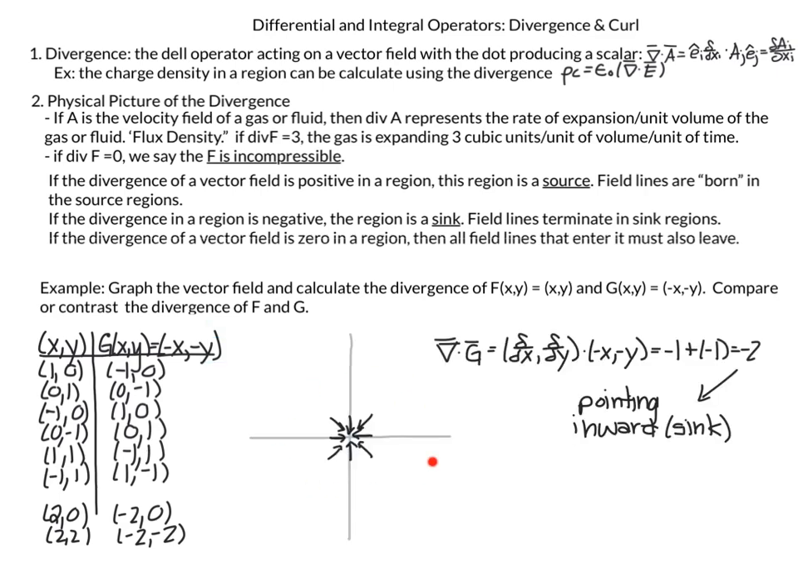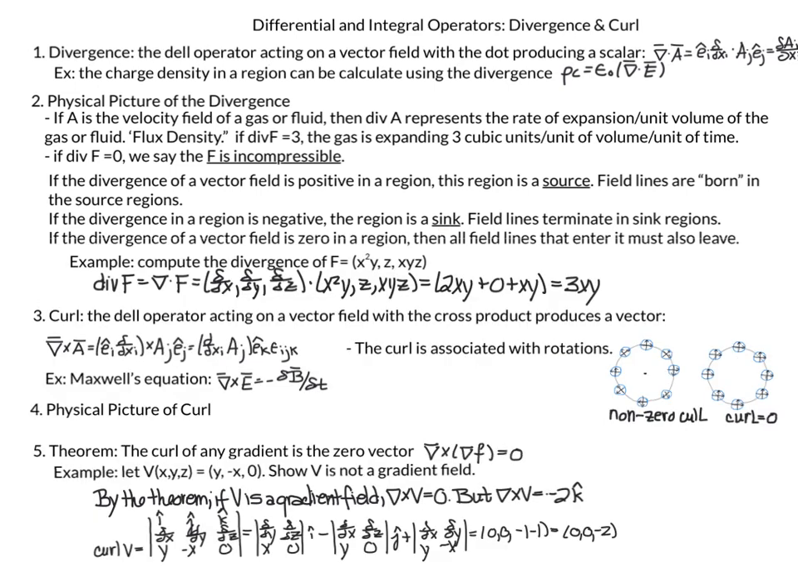And this is the picture I'm going to keep because the one with the blue arrow starts to get cluttered. But I can now calculate the divergence of g, so d/dx, d/dy of negative x, negative y gives us negative 2. So that means we're pointing inward and we have a sink. Now we've covered divergence and we'll move on to curl.